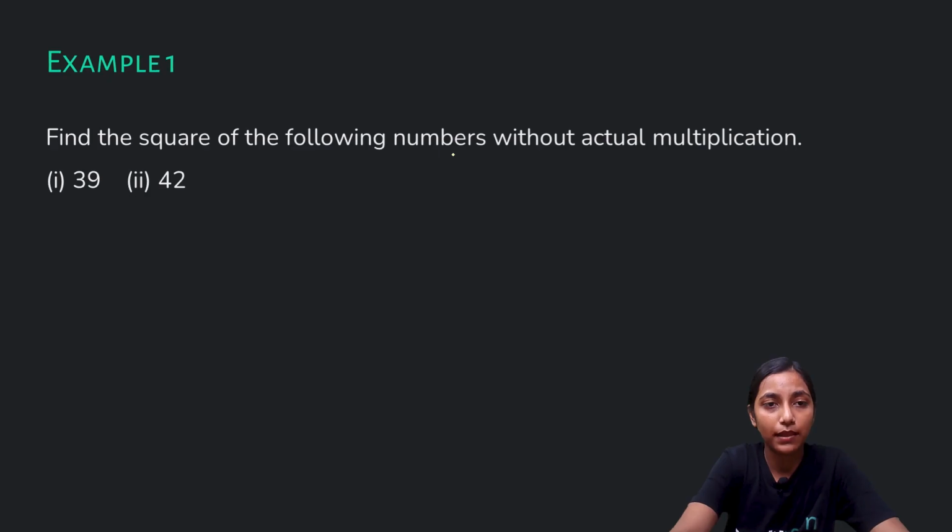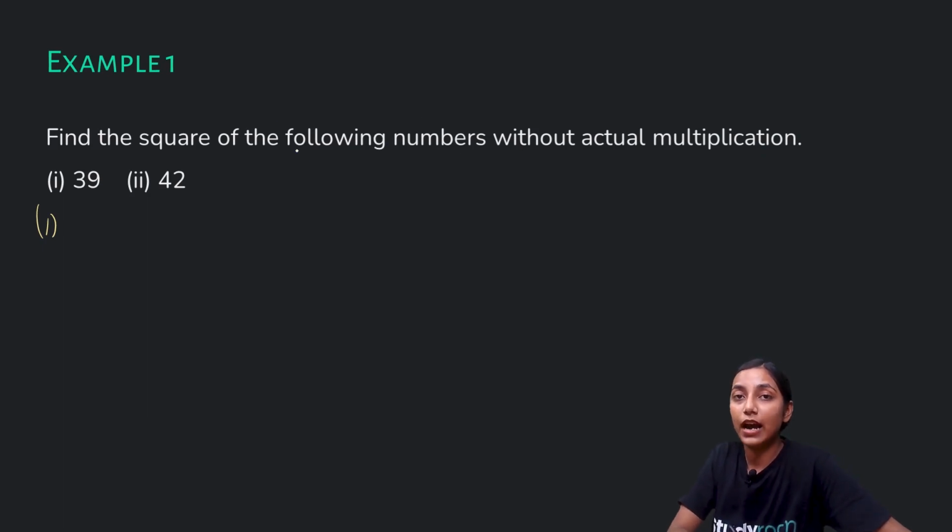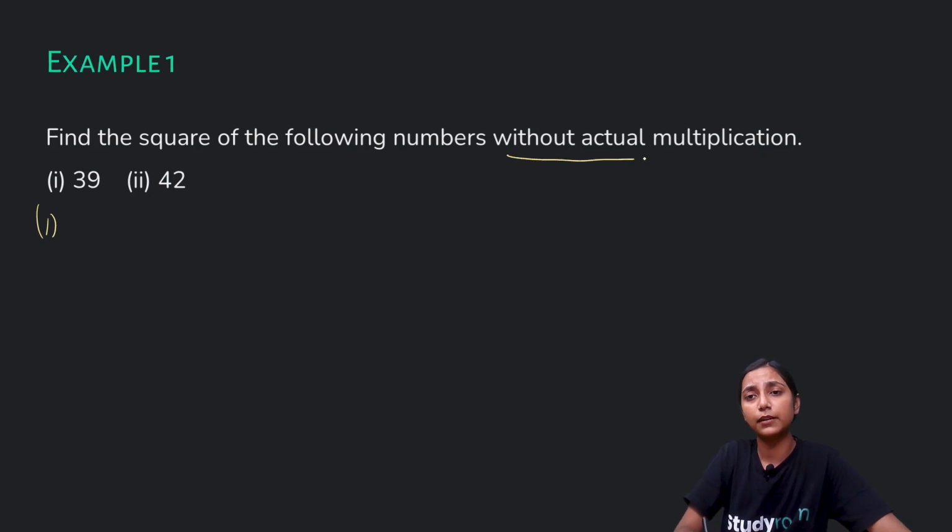But there is one more method, that is finding the square of numbers without actual multiplication. So how does this happen? I'll do one, and you do the other yourself. I'll teach you this method. If we are asked to find the square of any number without actual multiplication, how do we do it?